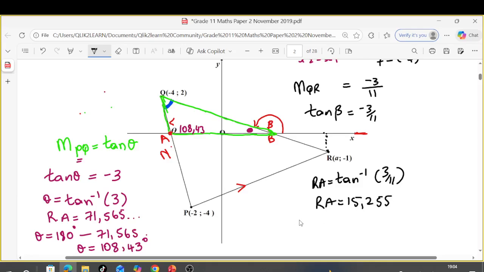This gives us the reference angle of 15.255. Therefore, our beta will be equal to 180 minus the reference angle. 180 minus that 15.255. What is beta equal to? Beta will be 180 minus answer. This gives us 164 degrees, comma 74. If we round this off, what is the answer?